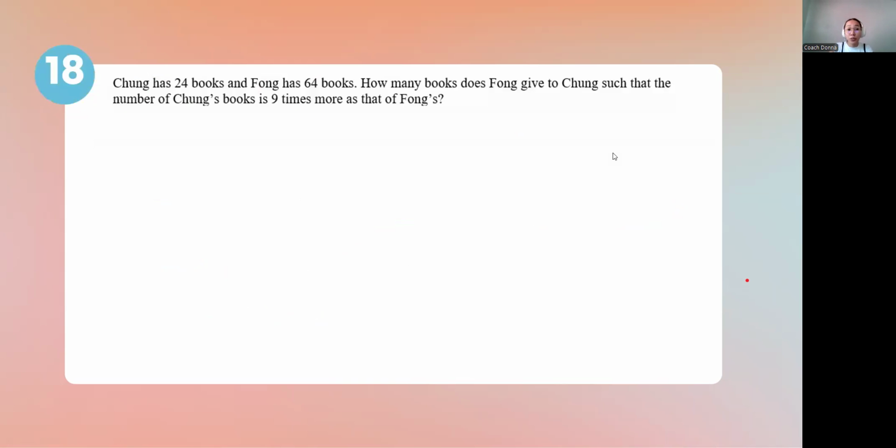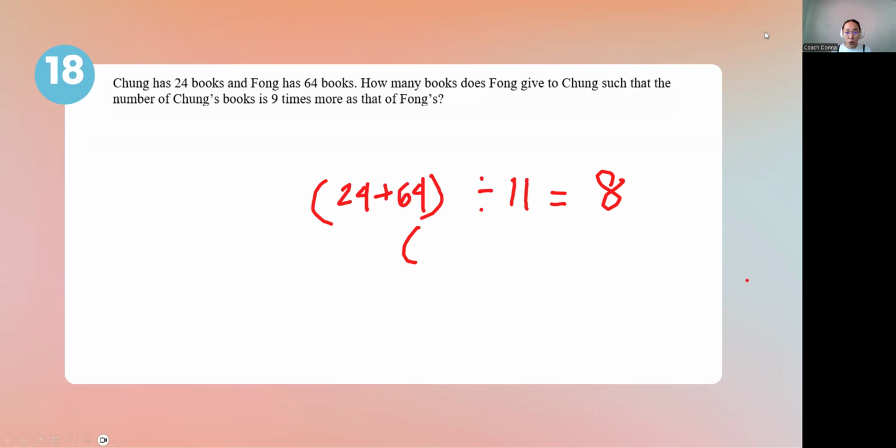Chung has 24 books and Fong has 64 books. How many books does Fong give to Chung? So such that the number of Chung's books is 9 times more as that of Fong's. So to answer this question, again, let's add up all of their books. That's 24 plus 64 and then divide it by 11. And then that's equal to 8 because we have 88 divided by 11. That's 8.